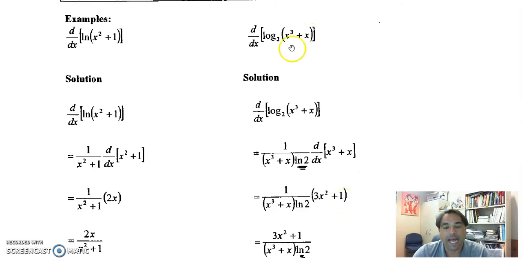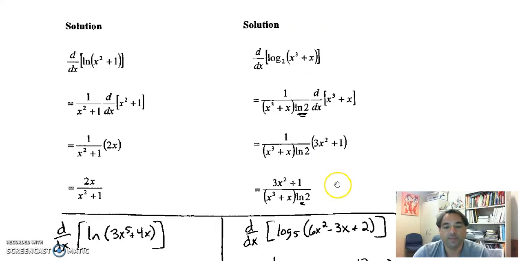So in review, how do you take the derivative of a log? You do 1 over whatever you're taking the log of, in this case x cubed plus x, in parentheses, times, still in the denominator, the natural log of the base, which in this case is 2, times the derivative of whatever you're taking the log of. So the derivative of x cubed is 3x squared, the derivative of 1x is 1. So in the numerator we would have 3x squared plus 1, and in the denominator we'd have x cubed plus x, in parentheses, times the natural log of 2.